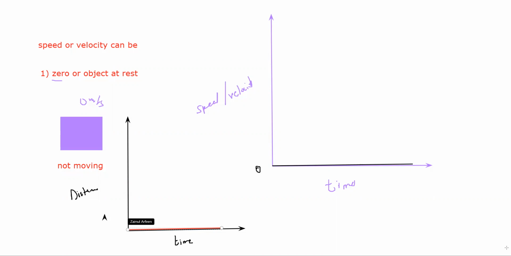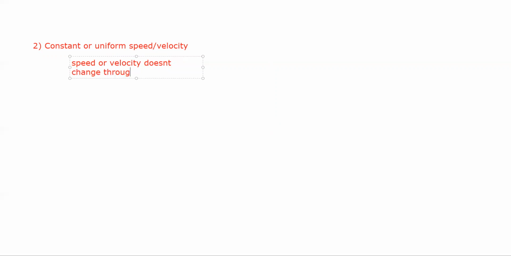The second type of graph: the object may have a constant or uniform speed or velocity. Constant or uniform speed means the speed does not change throughout the motion. We call that a uniform speed.